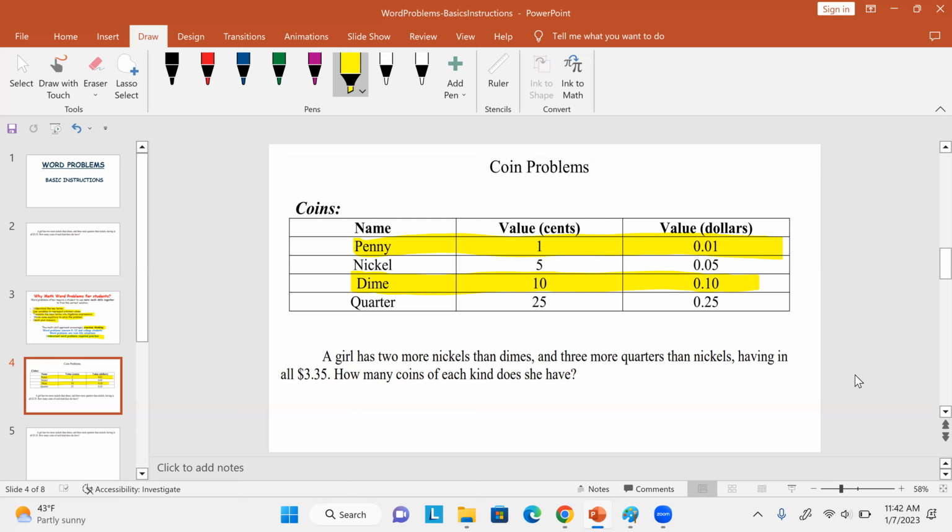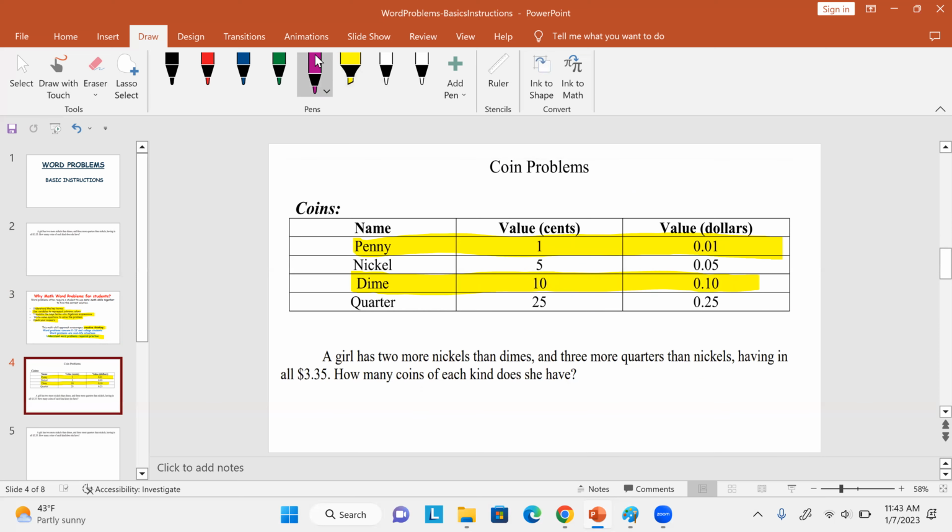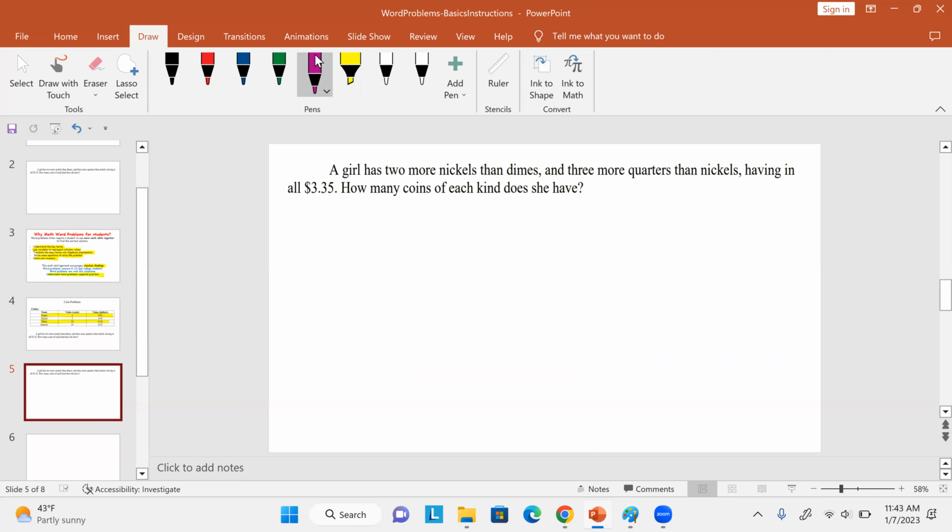Now, in the word problem, let's understand the key terms, so let's underline them. A girl has 2 more nickels than dimes, and 3 more quarters than nickels, having in all $3.35. How many coins of each kind does she have?